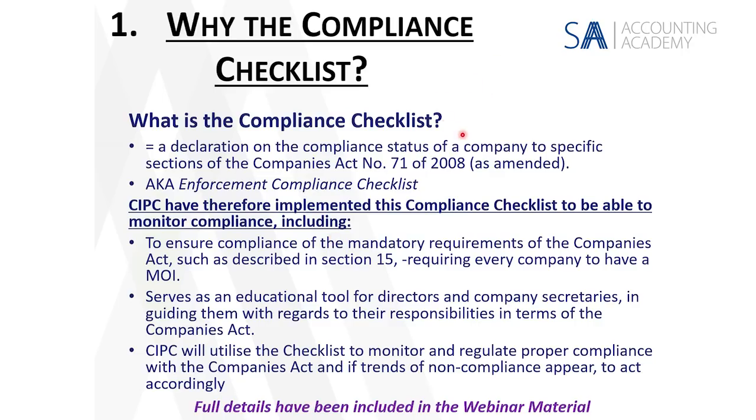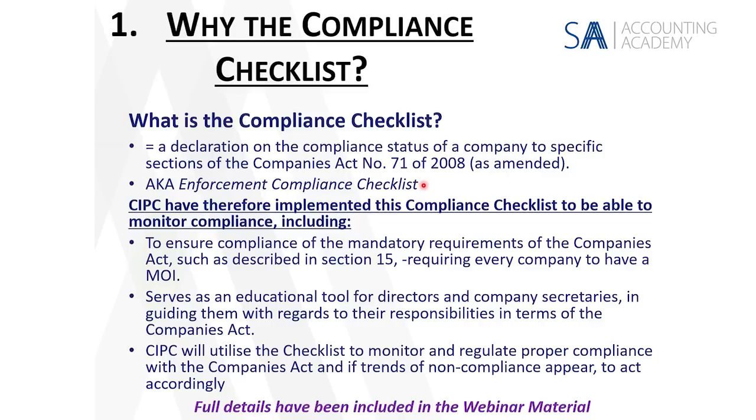I've got to go back to the basics, unfortunately, so bear with me. What is the compliance checklist? It's a declaration on the compliance status of a company to specific sections of the Companies Act, of the company's regulations, and also to Schedule 1. It's also known as the Enforcement Compliance Checklist. There's one spot on the CIPC website where they refer to it as Enforcement Compliance Checklist.